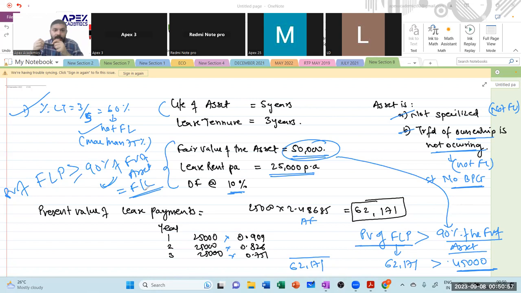I told you that one point I'll explain later. This is that. Now here the question is to detect which kind of lease, operating lease or financing lease. So what is this? This is a financing lease.